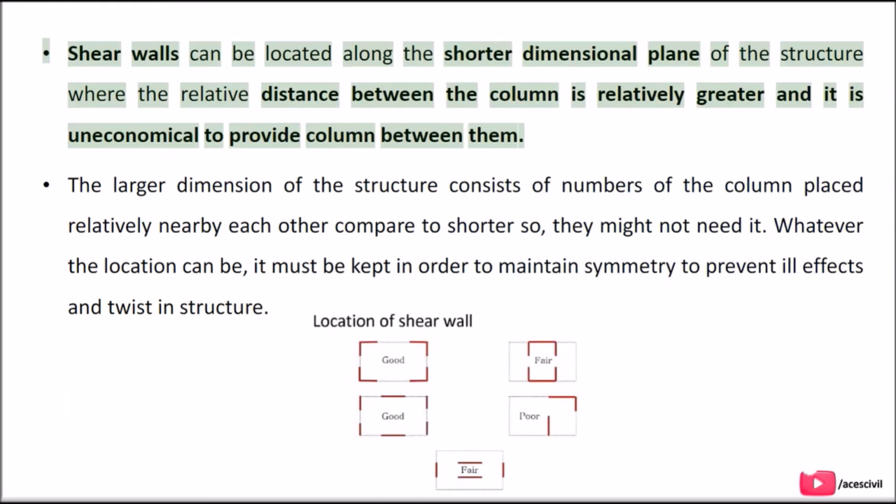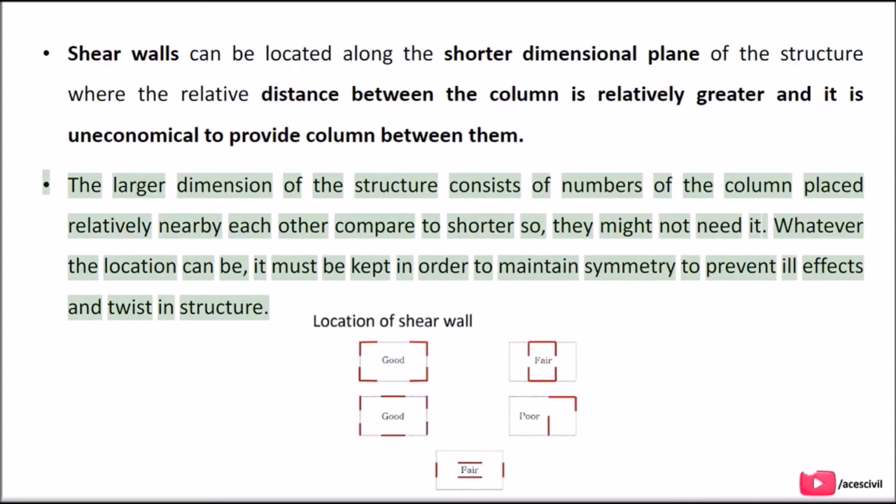Shear walls can be located along the shorter dimensional plane of the structure, where the relative distance between the columns is relatively greater and it is uneconomical to provide columns between them. The larger dimension of the structure consists of a number of columns placed relatively near each other compared to the shorter, so they might not need it. Whatever the location can be, it must be kept in order to maintain symmetry to prevent ill effects and twist in the structure.